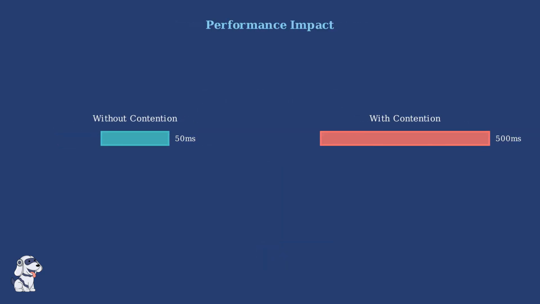The performance impact of resource contention can be dramatic. A query that normally takes 50 milliseconds might take 500 milliseconds or more when waiting for locks to be released. This leads to increased response times, reduced overall throughput, and ultimately a poor user experience. The database system spends more time managing conflicts than actually processing useful work.